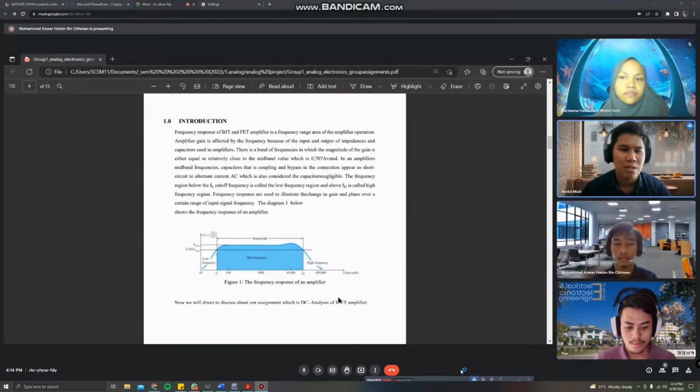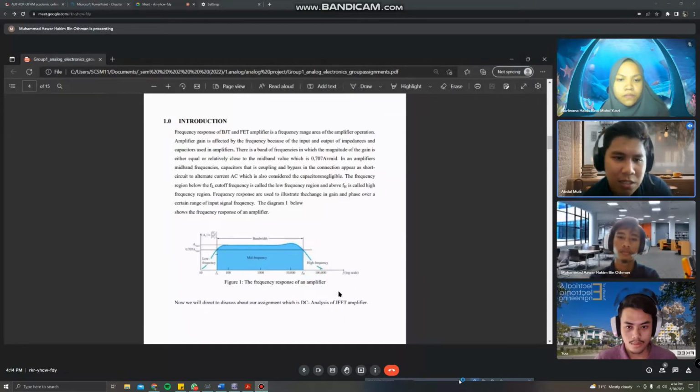I would like to present our project, which is a BJT and FET amplifier. Now I want to present my part, which is the introduction. The frequency response of a BJT and FET amplifier is the frequency range area of the amplifier operation.